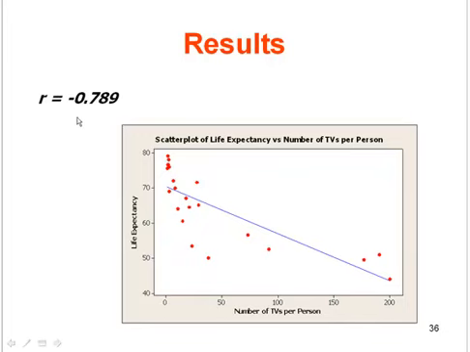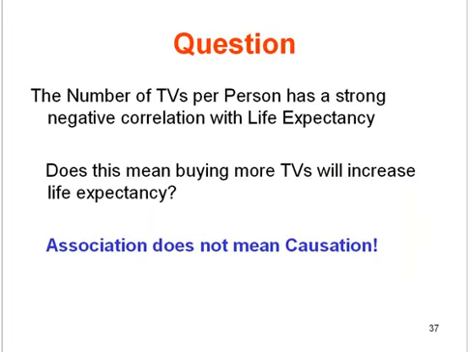The question becomes, how do we appropriately interpret that? I would suggest that the appropriate interpretation is simply to say that the number of people that share a TV is in fact associated with the average life expectancy of a country. What we want to shy away from is saying that the number of people who share a TV causes the life expectancy to be what it is. There is a vast difference between association and causation.